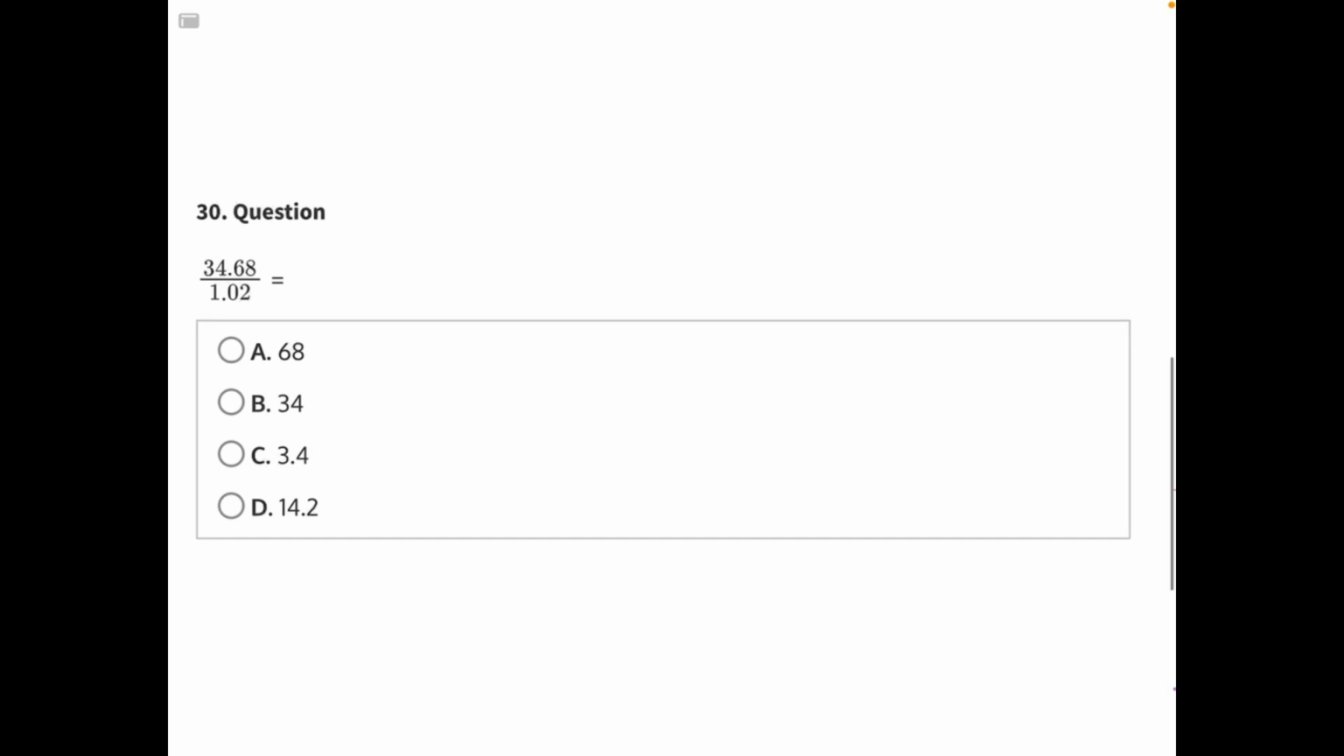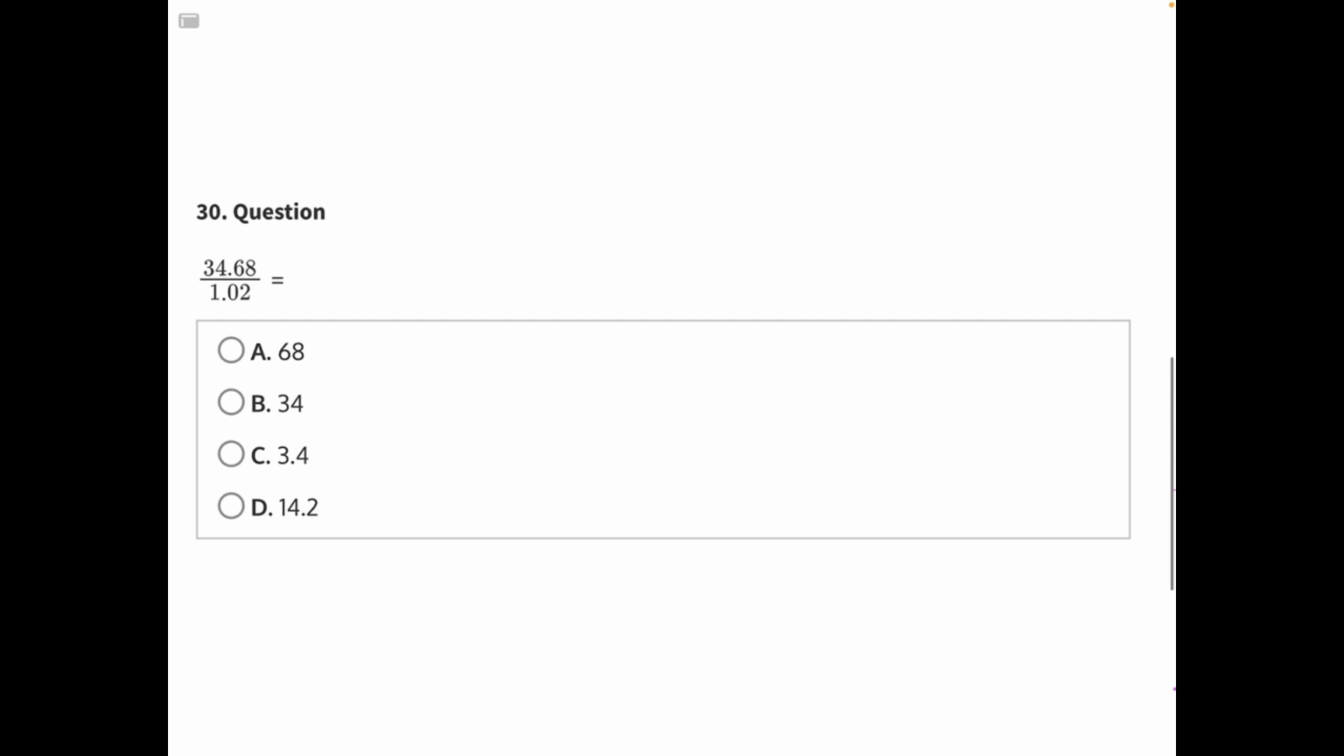What is 34.68 divided by 1.02? Dividing with decimals, especially without a calculator, can be a very daunting task. So I encourage you to, whenever you see a question like this, whenever you are dividing with decimals, try to use estimation to either find your correct answer or eliminate enough answers so that you can guess correctly if you run out of time on the test.